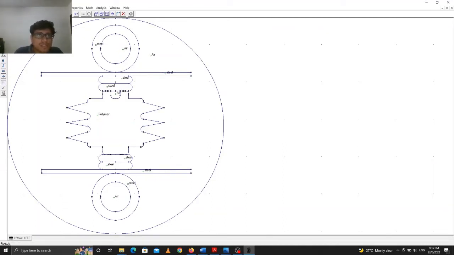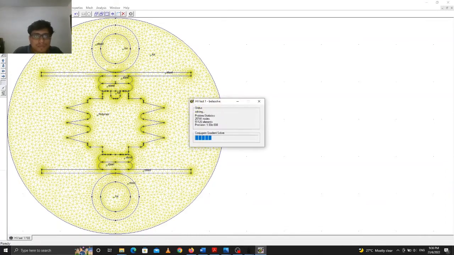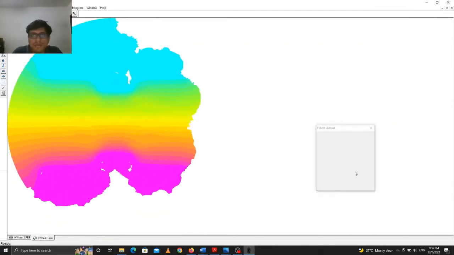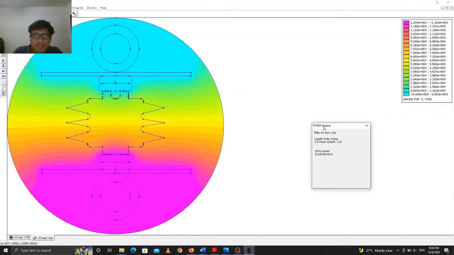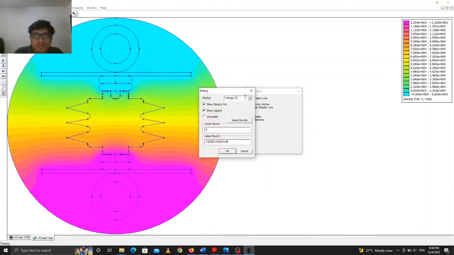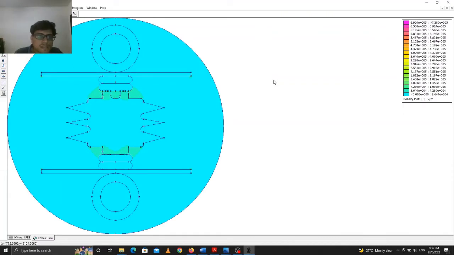As we run the simulation, we can see the result. Okay, we create the mesh to 25,741 nodes, and running the simulation we have no problem over here. And this is the FEMM output for the HP test 1. So we can see the field intensity. Okay, this is the field intensity for the first one.